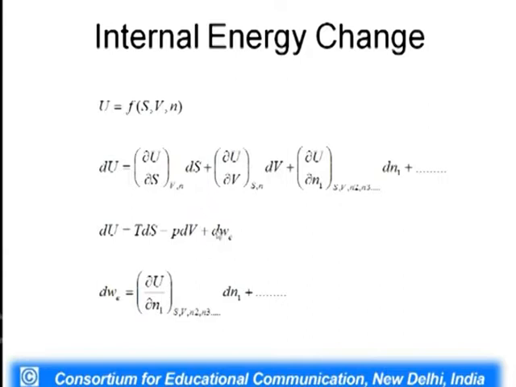If you compare these two equations, we can simply say del U by del S at constant V and N is equal to T, and del U by del V at constant S and N is minus P, whereas dWe is these terms. So dWe is del U by del N1 at constant S, V, N2, N3 dN1 plus so on.